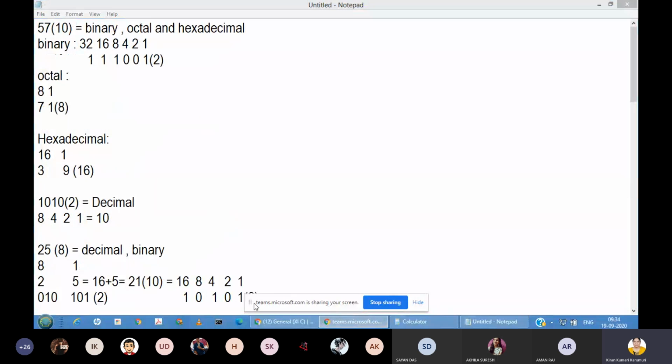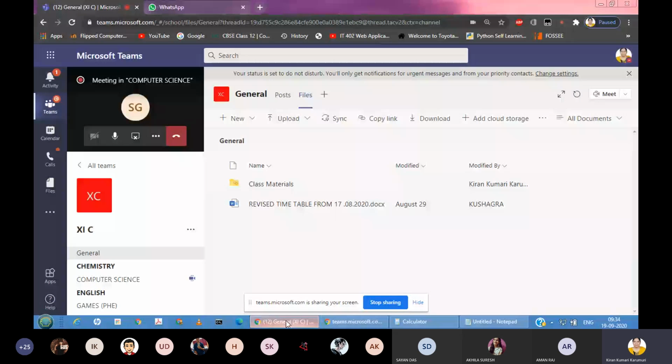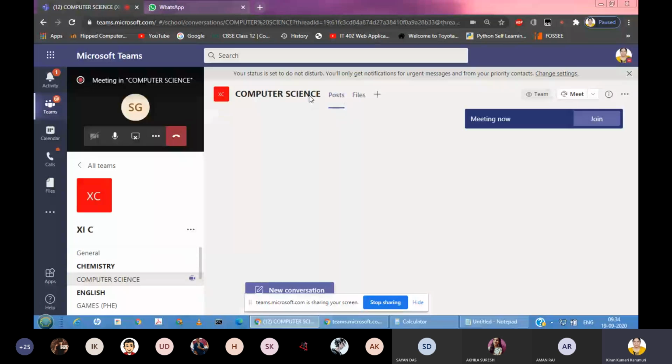Now we will be proceeding to our new topic. What is today's topic? Types of softwares we will discuss. In types of softwares, the main classification is as per our syllabus.